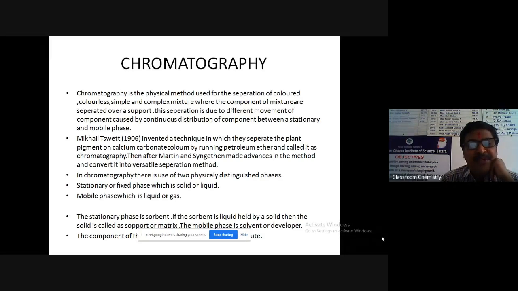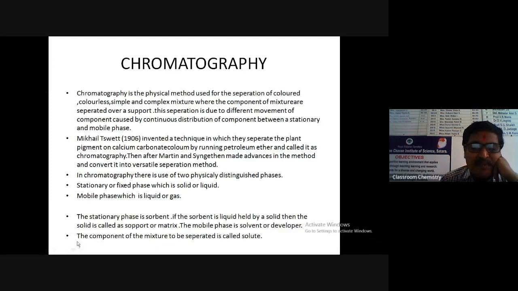In chromatography there is use of two physically distinguished phases. One is a stationary or fixed phase, which is a solid or liquid, while the other is the mobile phase, which is a liquid or gas. Then the stationary phase is the sorbent. If the sorbent is a liquid held by a solid, then the solid is called the support or matrix. The mobile phase is a solvent or developer. The component of the mixture that is separated is called a solute.